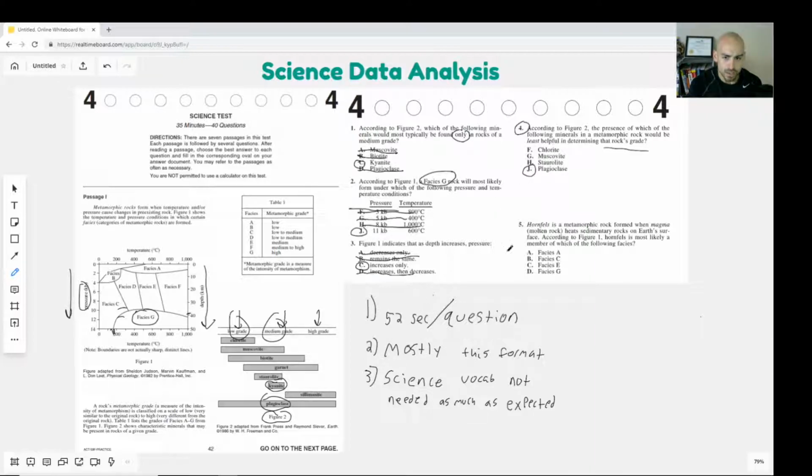And we move on to 5. Hornfels is a metamorphic rock formed when magma, molten rock, heats sedimentary rocks on Earth's surface. According to Figure 1, hornfels are most likely a member of which of the following facies? Well, the key word here is Earth's surface. Well, what's the depth on Earth's surface? It's going to be 0. And the only grade of rock that we see here is A. And that leaves us with A.